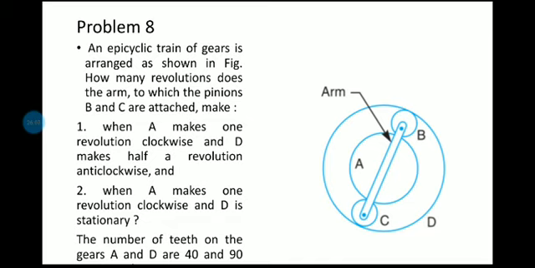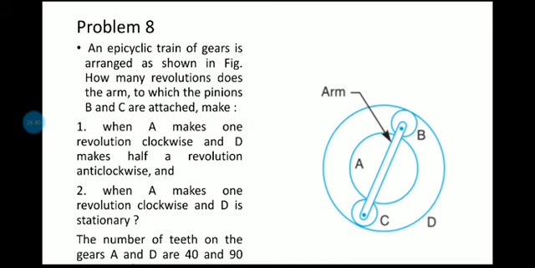So you have to find plus y in two different cases. First case, A makes one revolution clockwise and D makes half revolution anti-clockwise. So you have to write it as Na equal to plus 1, then Nd equal to minus half, because opposite direction. That is the first case. In the second case, A makes one revolution clockwise, D is stationary. That is Na equal to 1 and Nd equal to 0.